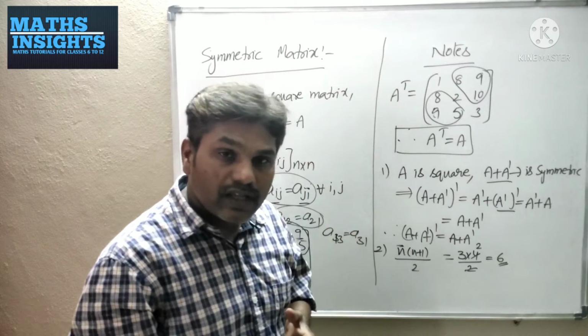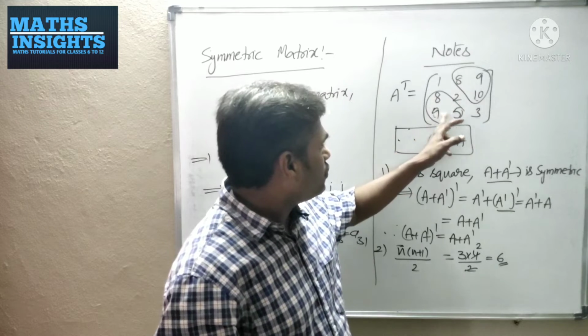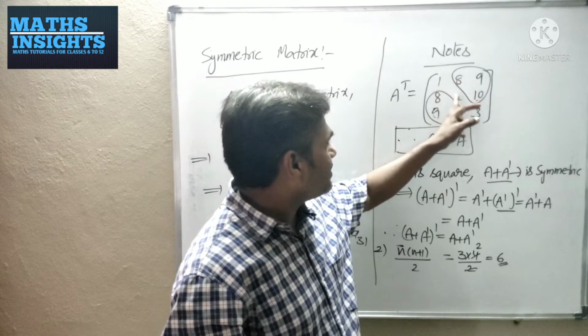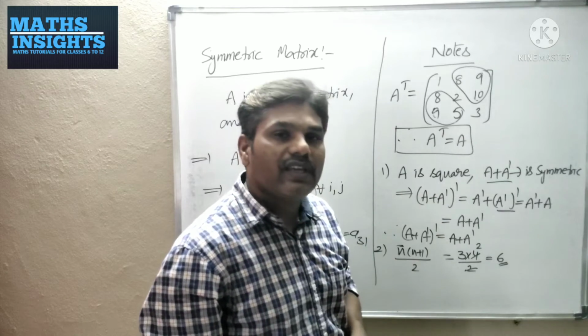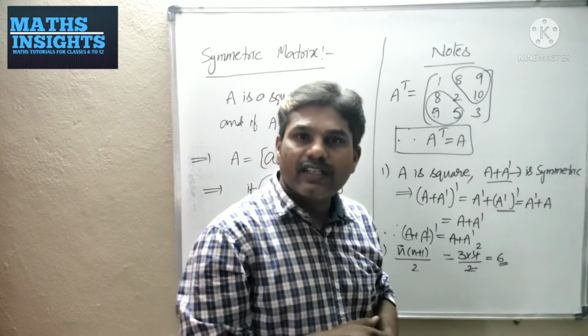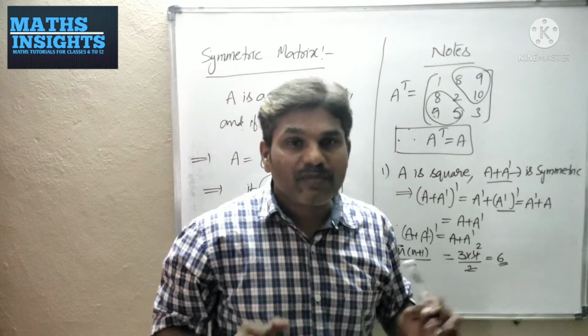Therefore, it is not a symmetric matrix. Why? Because you are taking 1, 2, 3, 4, 5, 6, 7 — 7 distinct elements are there. Therefore, it will not become a symmetric matrix. So, you will go next to the skew symmetric matrix, very important.